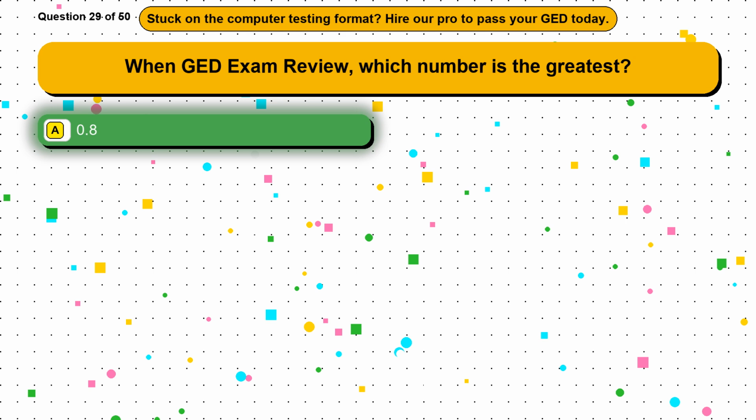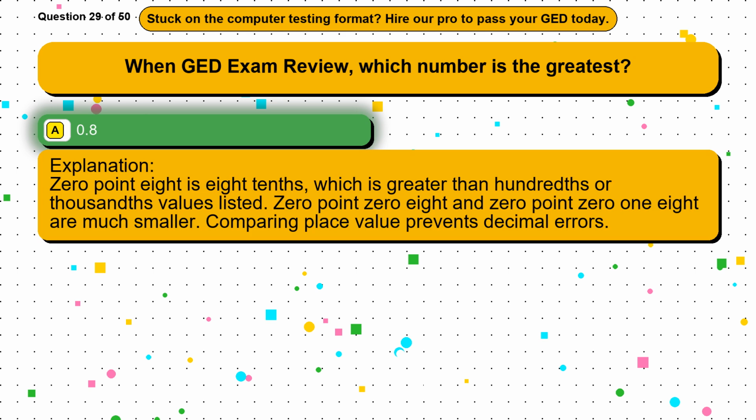0.8. 0.8 is 8/10, which is greater than hundredths or thousandths values listed. 0.08 and 0.018 are much smaller. Comparing place value prevents decimal errors.